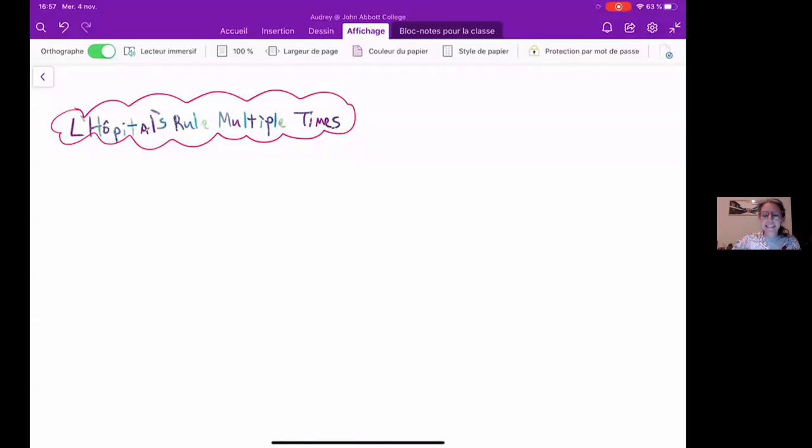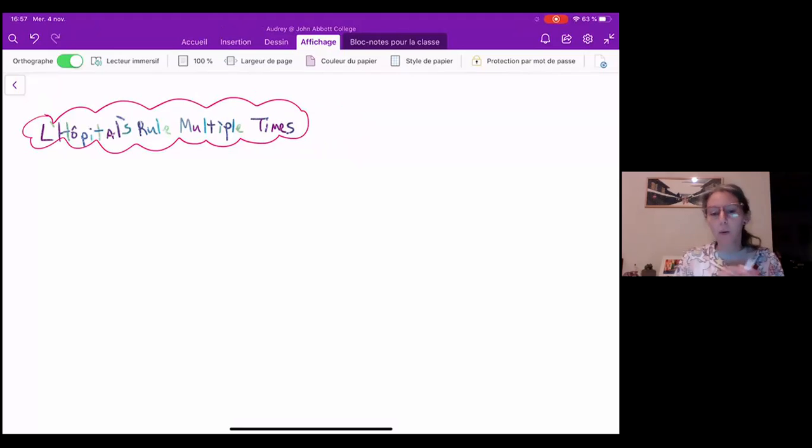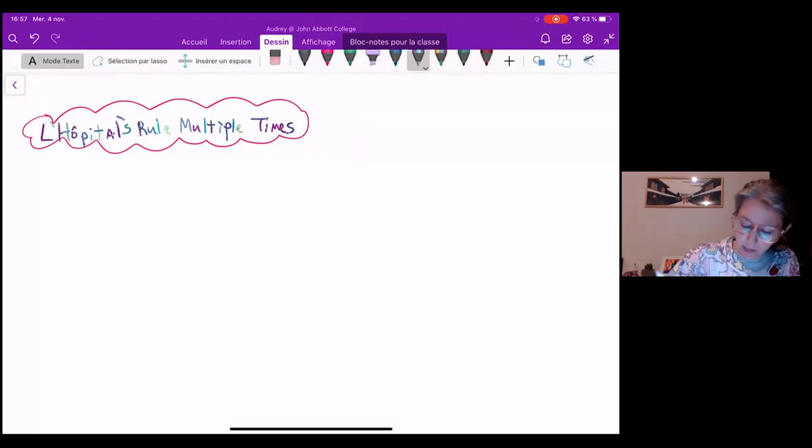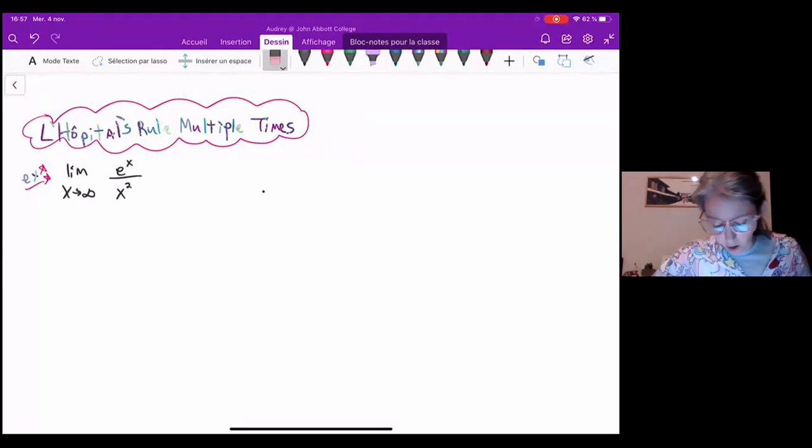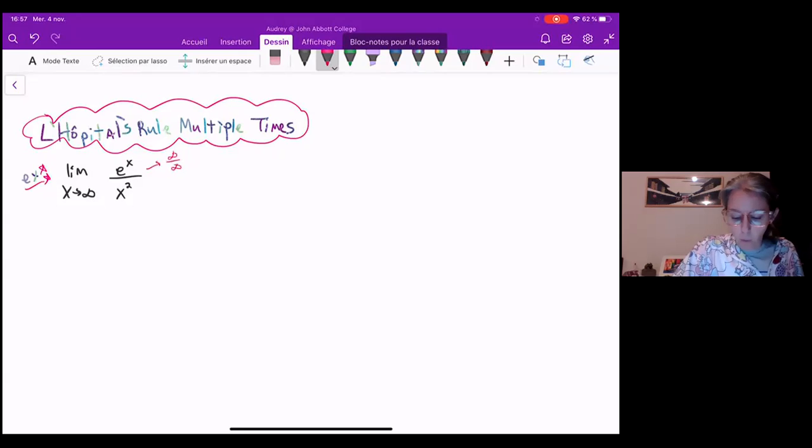All right, guys, so in this next video, we are going to see that sometimes we might need to use L'Hopital's rule multiple times. So we're going to start off with the problem with e to the x, and we're going to also look at a graph of e to the x and just see some things that we need to know about limits at e to the x. So let's say that I have the limit as x approaches infinity of e to the x over x squared. When I plug in here, what I get is infinity over infinity, which is indeed one of the forms that allows me to use L'Hopital's rule.